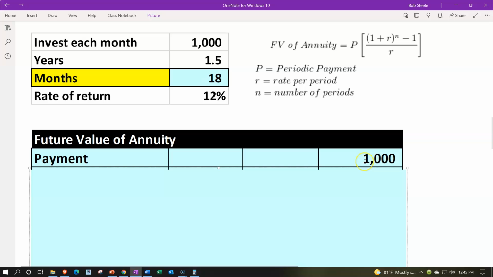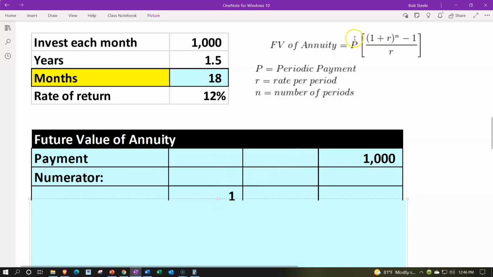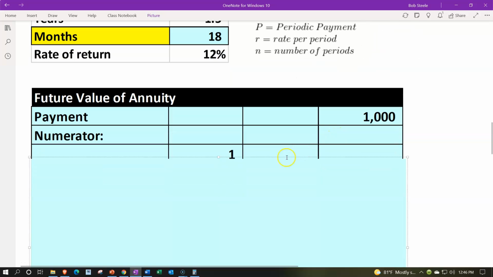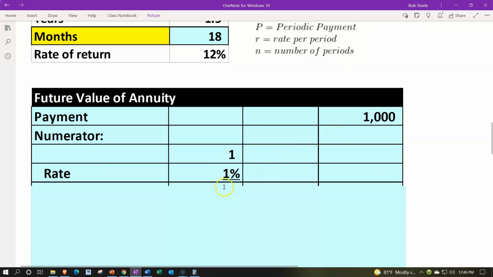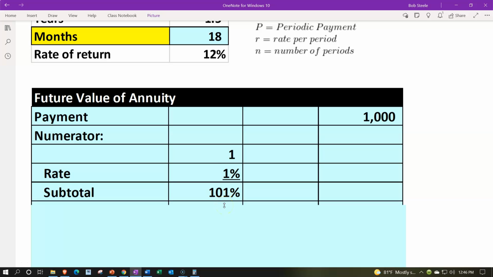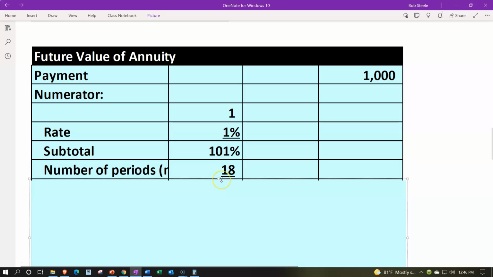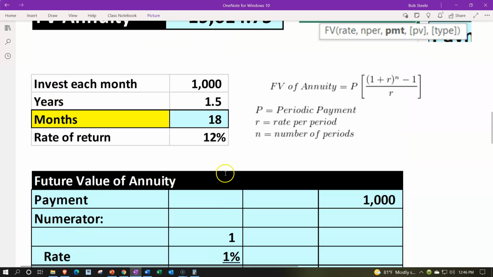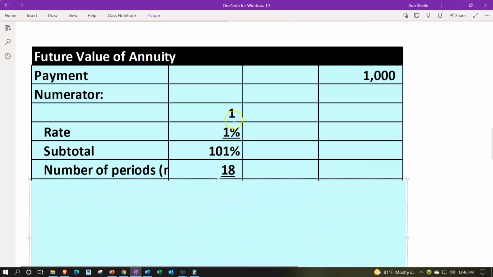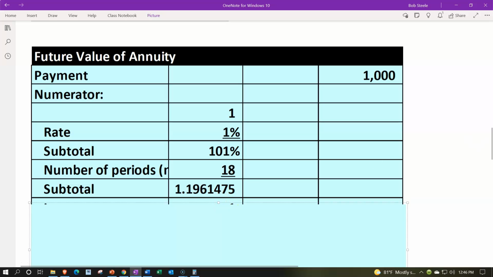So we've got the payment, that would be in the outer column. And then we're going to be picking in the inner column, which is this top portion, 1 plus r to the n. So the numerator is 1 plus r to the n, which is 1 plus r, which is not 12%, but 12 divided by 12, or 1% for the monthly rate. And then 1 plus the 1% gives us 101%, taking that to the number of periods, or n, which is not 1.5 years, but rather 1.5 times 12, or 18 periods, gets us to our subtotal.